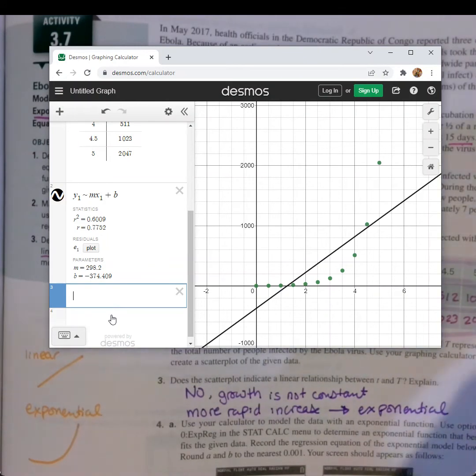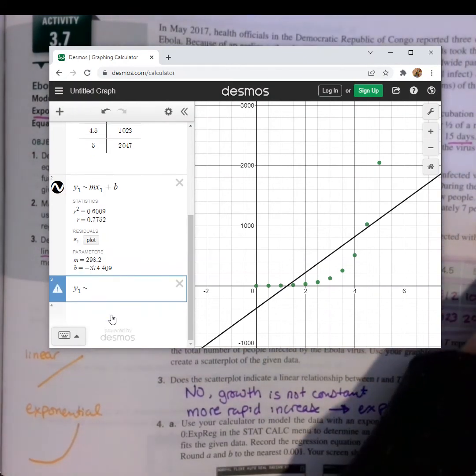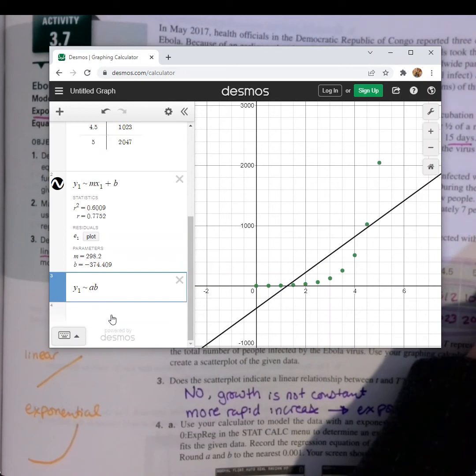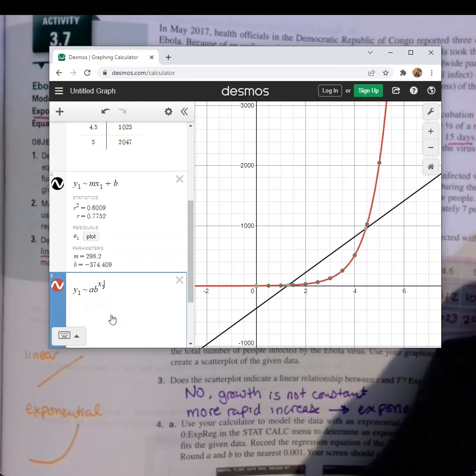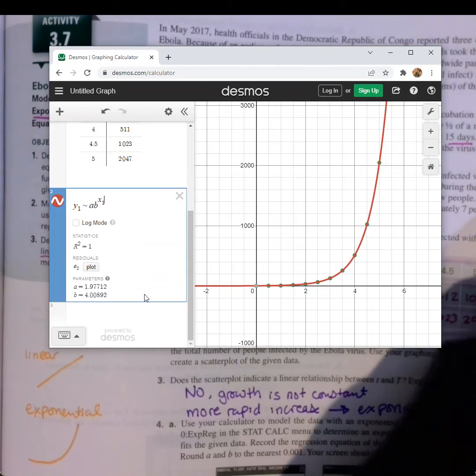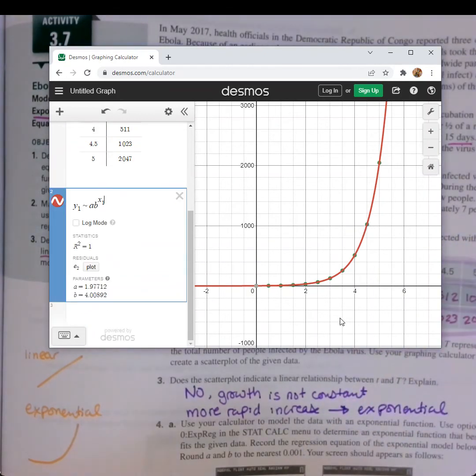In this case, we're going to start with y1 approximately ab to the, and our input variable from the table is x1. Let me go ahead and get rid of the linear, which we do not need in this case. Look at just the exponential model. All right, so you can see that your exponential model is doing a wonderful job of fitting this data set. It's very close to the data. And you can observe that because the R value here is 1 as well.